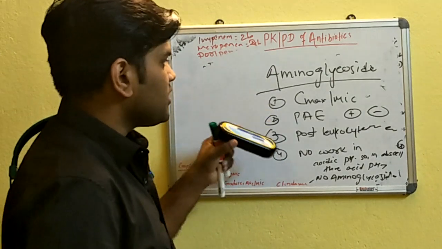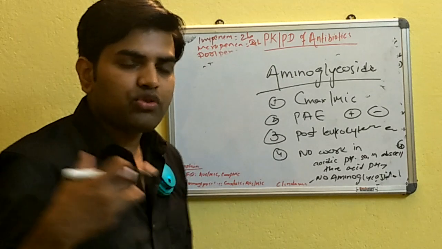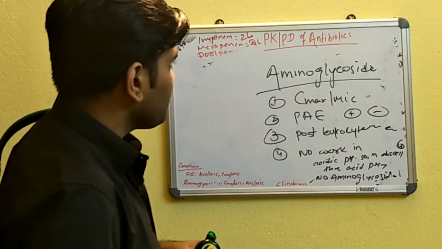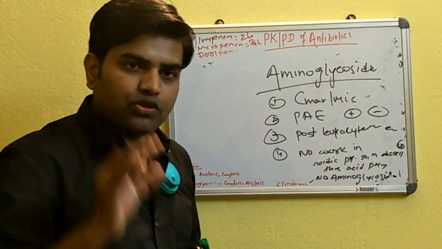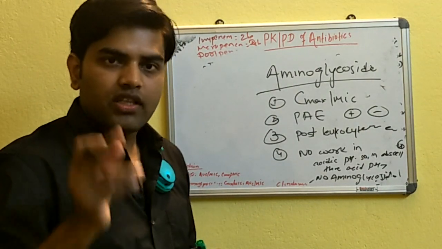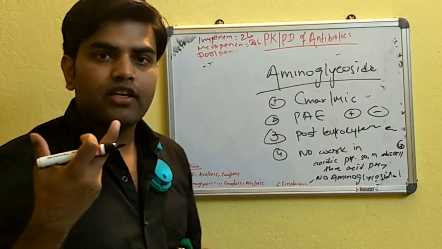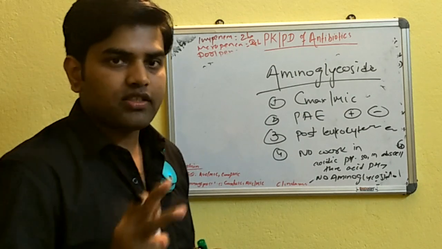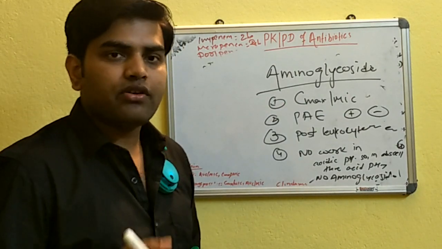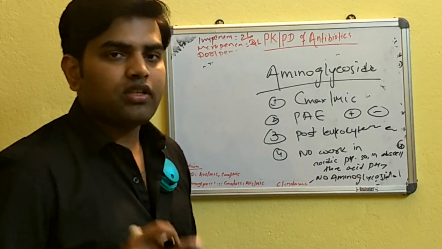Otherwise, you know that it has Cmax over MIC, a post-antibiotic effect, and post-leukocyte enhancement after using the antibiotic. So hope you have understood that for determining dosing and frequency, three things play a key role: first, the half-life of the drug; second, the PK/PD parameter; and third, the post-antibiotic effect. Hope this is helpful.